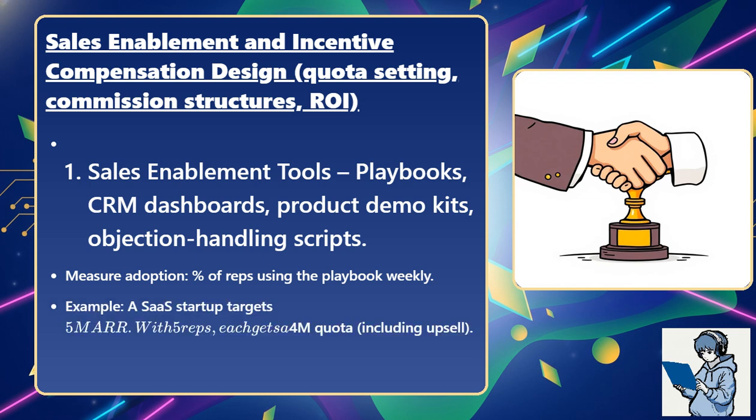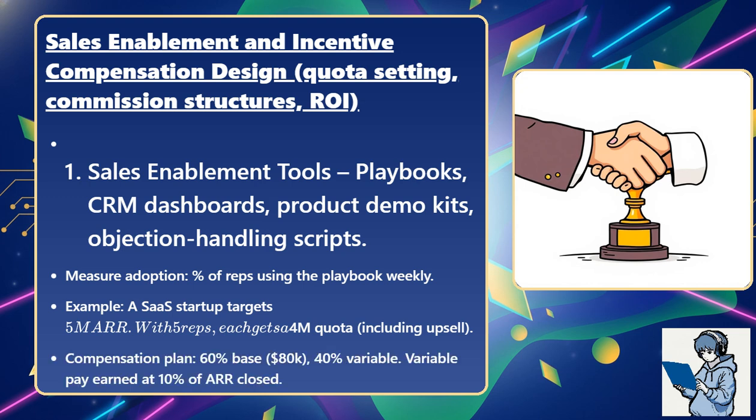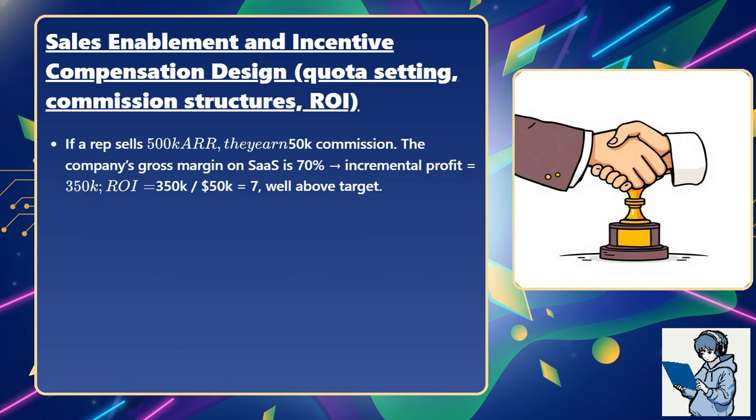Example: a SaaS startup targets $5 million annual recurring revenue. With 5 reps, each gets a $4 million quota including upsell. Compensation plan: 60% base, $80,000, and 40% variable. Variable pay is earned at 10% of annual recurring revenue closed. If a rep sells $500,000 annual recurring revenue, they earn $50,000 commission. The company's gross margin on SaaS is 70%, so incremental profit is $350,000. ROI equals $350,000 divided by $50,000, equals 7, well above target.